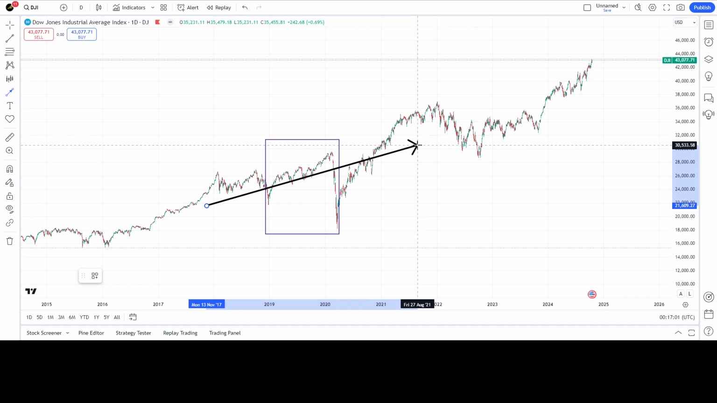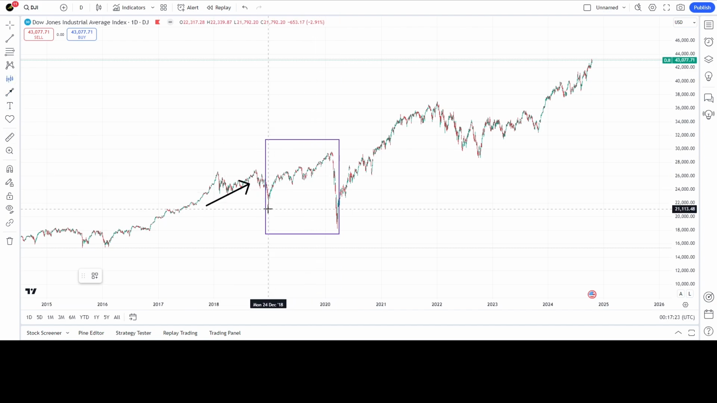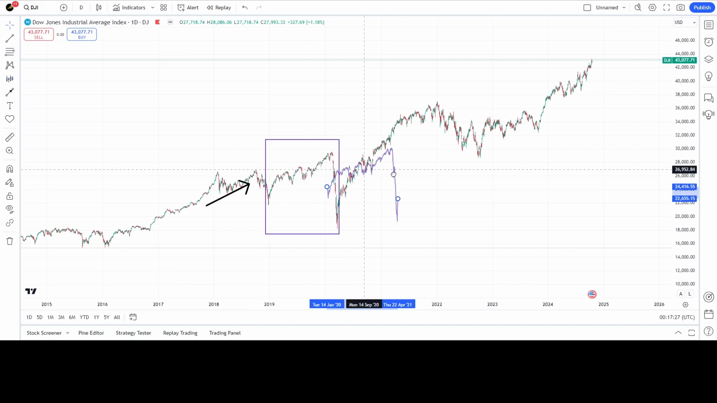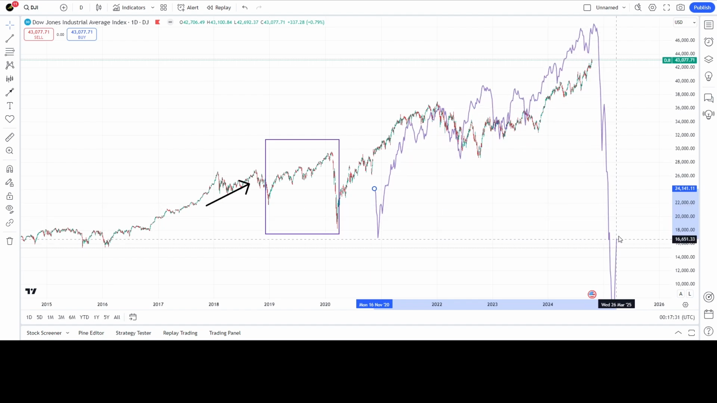Now, it's important to note that when a fractal repeats, the timing, height, and depth of it will be original. So the main idea will copy over, but the timing, height, and depth will always be original to the new iteration. So let's take this structure and copy it and adjust it to today's timing, height, and depth as much as we can.